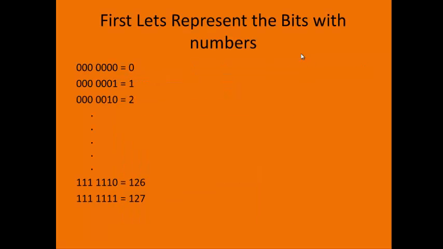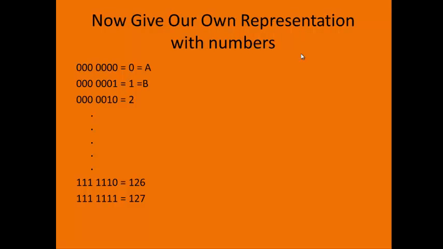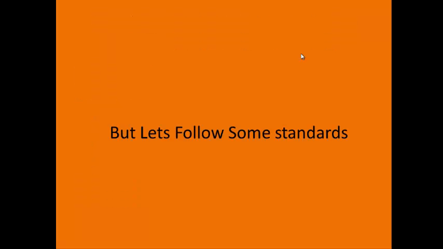First, let's represent the bits with numbers, like 000 as 0, and the next as 1, and so on. Now assign different alphabets to those numbers, like 0 to A, 1 to B, and so on. Well, that's our own representation. So why don't you follow some standards?